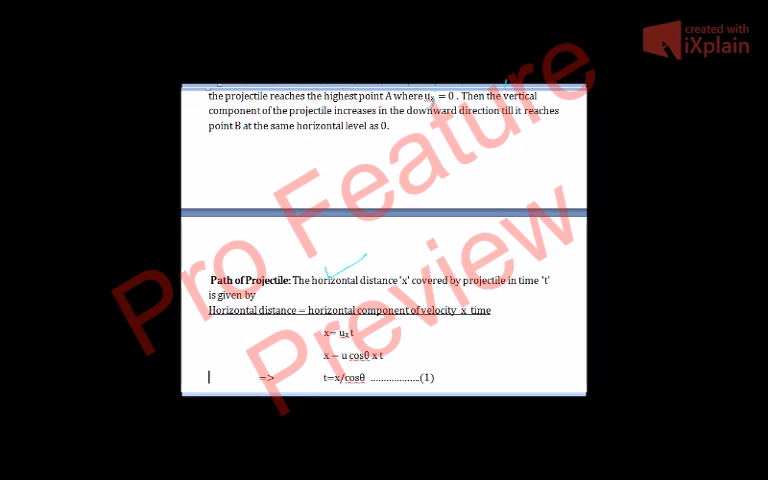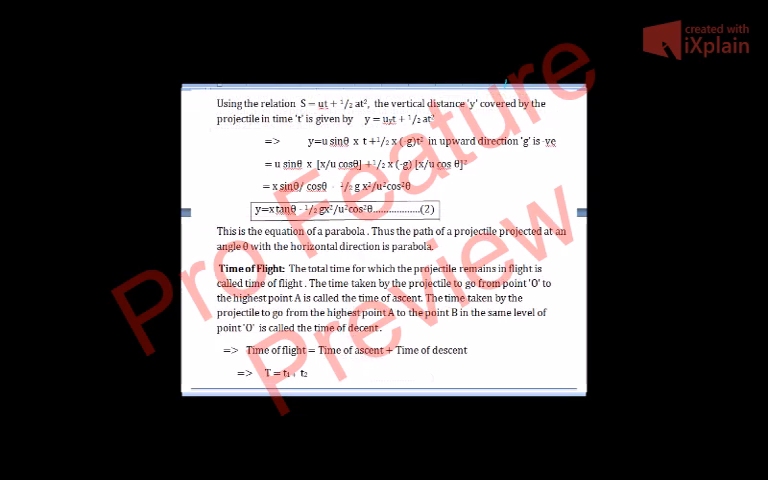So ux is equal to u cos theta. So x will be equal to u cos theta into t. This implies t will be equal to x by cos theta. T will be equal to x by cos theta.